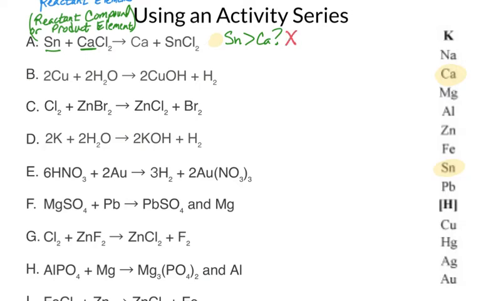For letter B, we have copper and water form copper 1 hydroxide and hydrogen. And again, we're going to look for the two elements.